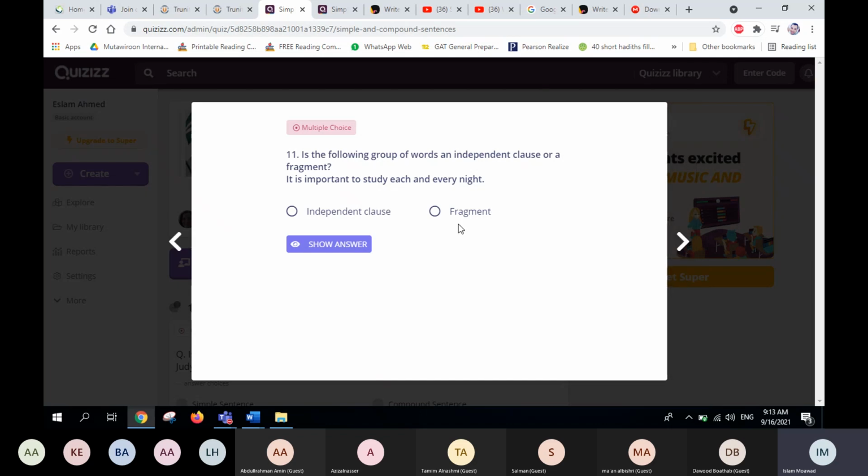Number 11. Is it an independent clause or a fragment? Are you sure? Fragment means a group of words that doesn't make sense. So he said it is important to study each day and every night. It's independent, yes. It's not a fragment, it's independent because we have the subject, it, and the verb, is. Okay, let's move to another exercise.